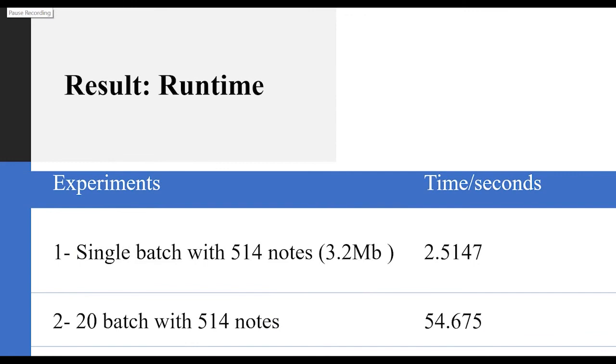In terms of execution time, the time necessary to run 540 nodes as a single process was 2.5 seconds, and the time required to run 20 batches of 540 nodes was 54 seconds, which indicates the applicability of applying ARTPHIL to large datasets or for use in delay-sensitive applications.